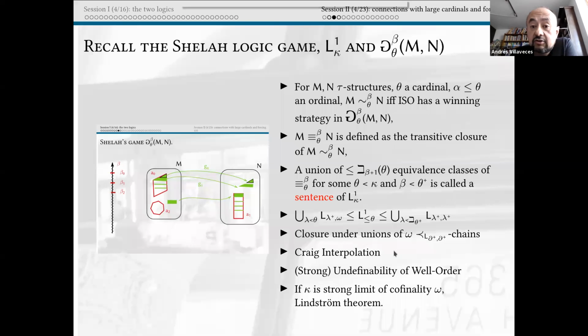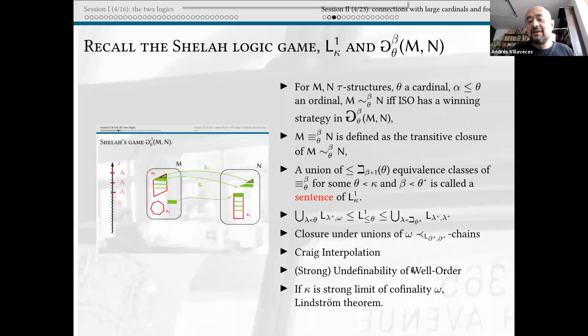Then Craig interpolation is true for that logic, and that was the original motivation I gave last time. And we also got, with more work, some strong form of undefinability of well order. So it's kind of the remnant of compactness that we get for this logic. And even a Lindstrom theorem when kappa is a strong limit of cofinality omega. So this summarizes a lot of things that we saw last time. Hopefully, for those of you who were here a week ago, the picture will remind you of something. I think the dynamics of the picture is important. It's nice. It's interesting. There is a delay, and the properties.